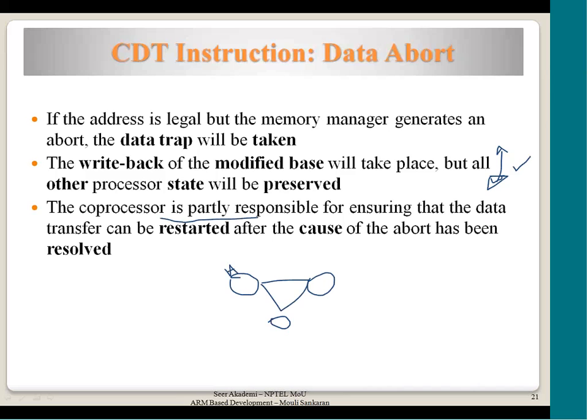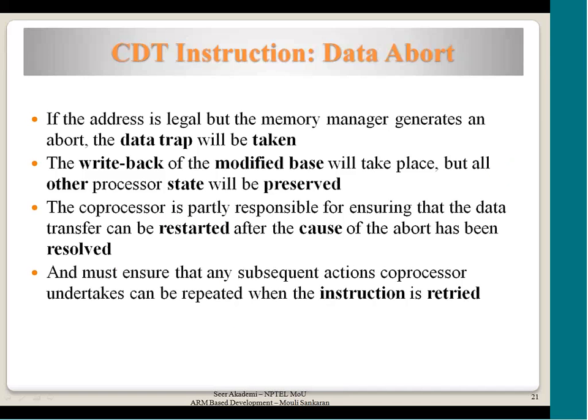If an abort has to restart the instruction, then the coprocessor should also be partly involved in this. So, the coprocessor may know that this abort has happened. There may be some signal, because it will come to know there is an abort as the pipeline flush will happen. So, the three parties will work together to resolve this issue. Memory anyway is a dumb entity here, but ARM and coprocessor will work on this abort handling and must ensure that any subsequent actions the coprocessor takes can be repeated when the instruction is retried.